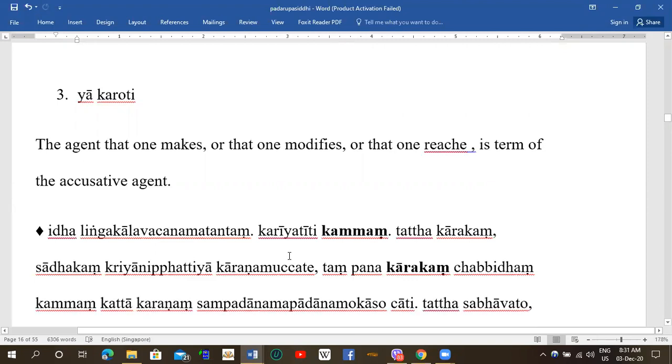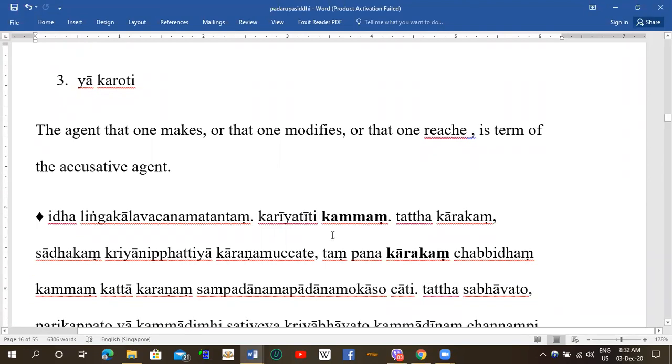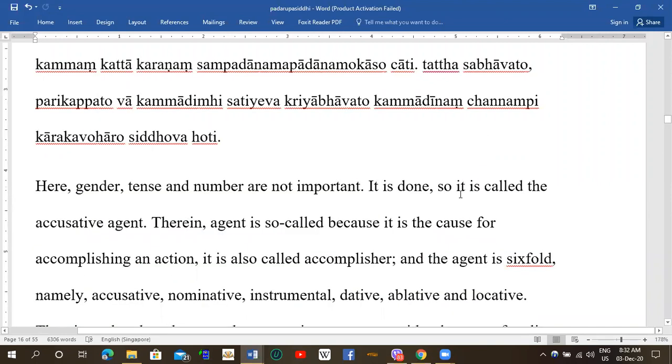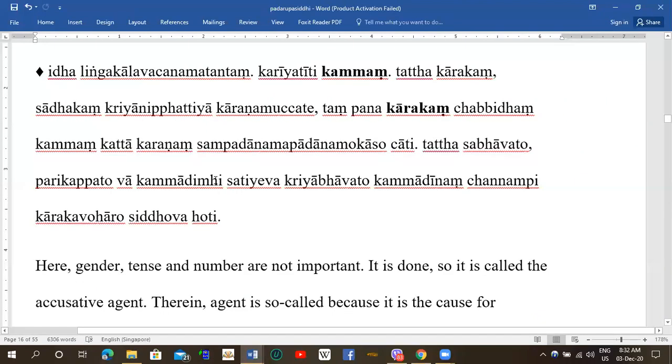So next one: kariyatiti kama. This is a termination of the kama. Kariyatiti kama, it is a term. How to say here, passive voice. So we can translate: it is a term, so it is called kama. Penelope Kusala translates it as the accusative agent, kama. Karma is translated as accusative agent.